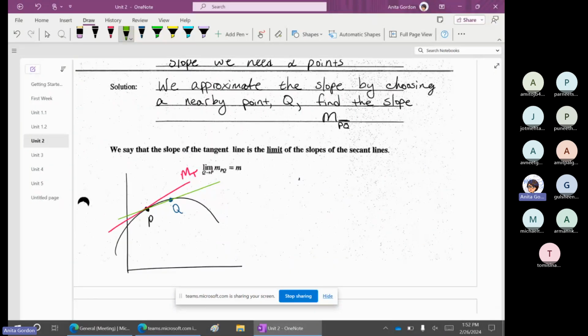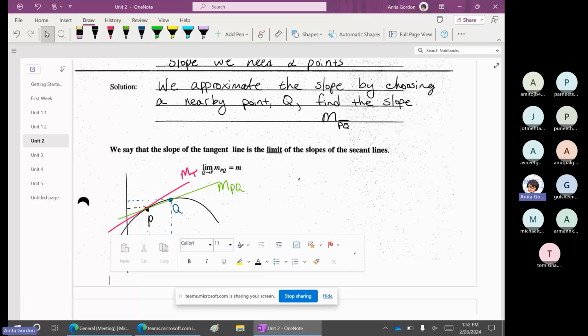This is going to be my slope M, P, Q. This is the slope of the secant line between P and Q. And you're going to see that the difference is, let's look at their coordinates. Here's P, and here is Q.